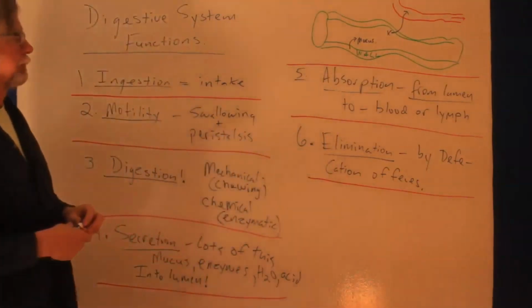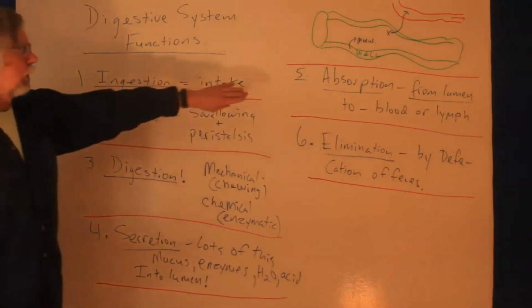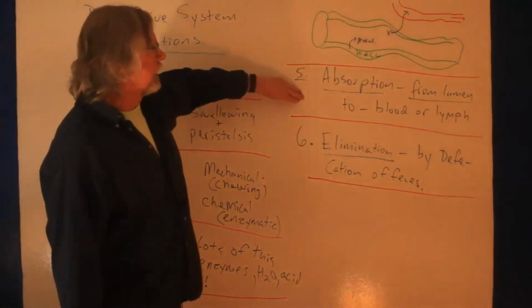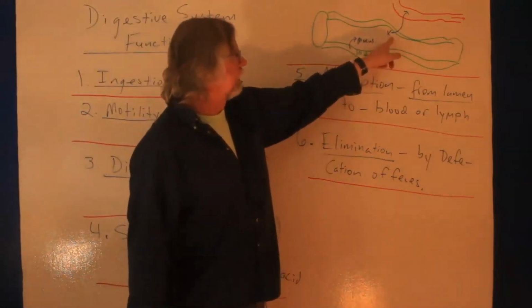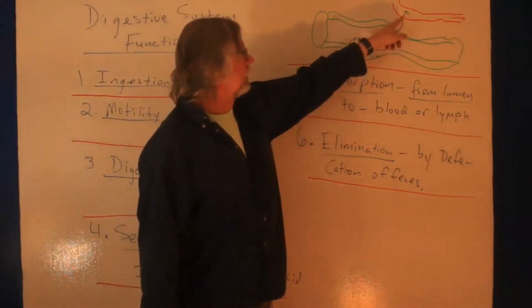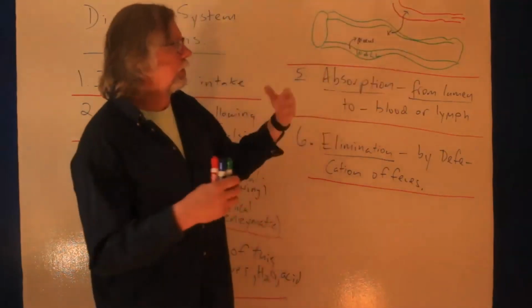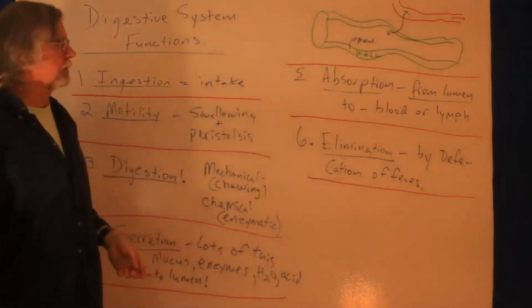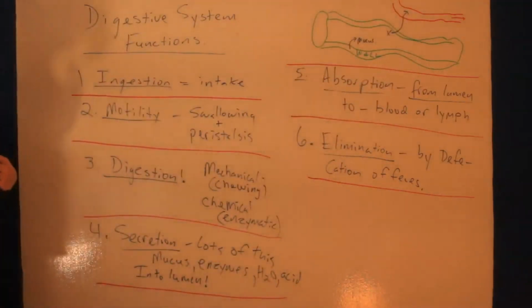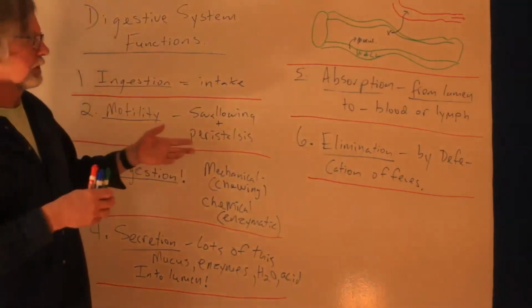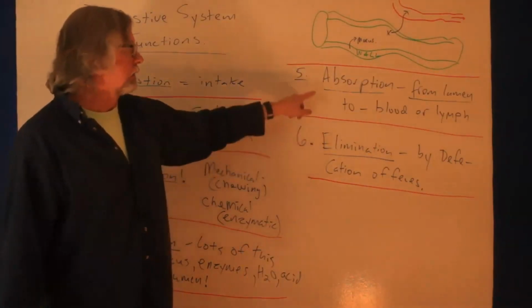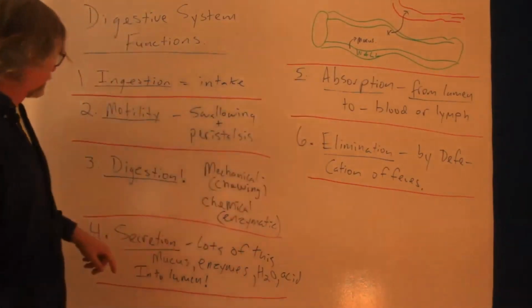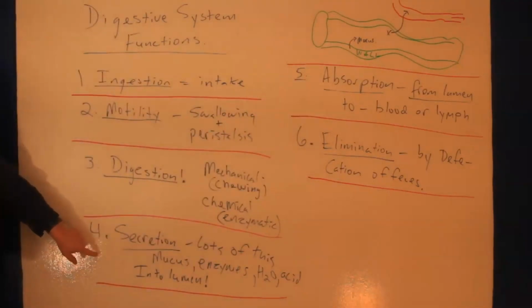Okay? So in absorption, materials are moving from the lumen of the tube across the wall into the bloodstream, or sometimes into lymphatic vessels. That's absorption. If it's not absorbed, then it's going to end up being eliminated in the feces. Okay? So absorption, elimination. We skipped over this one, secretion.